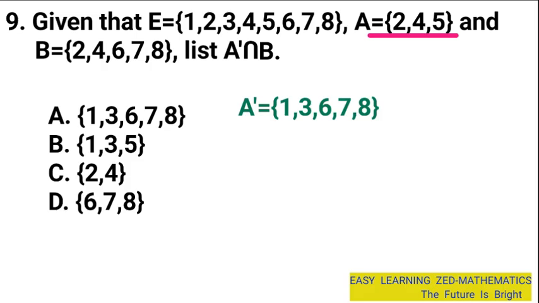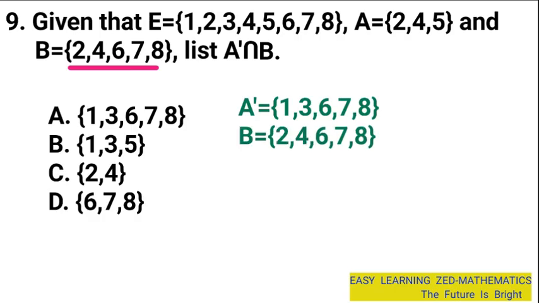Now we come to set B. We're just going to get all the members of set B, the one I've underlined there. So I can say set B is equal to 2, 4, 6, 7, 8. There's nothing you have to do there. It's just to write all the members of set B. Okay, now we come to the question.